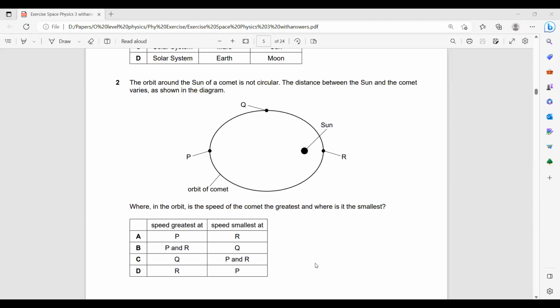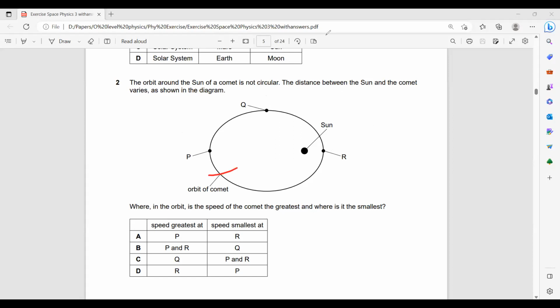So in question 2, the orbit around the Sun of a comet is not circular. As we know, it's elliptical. The distance between the Sun and the comet varies, as you can see. And as I mentioned, whenever a question is about a comet, you should not make the Sun at the center of the path.